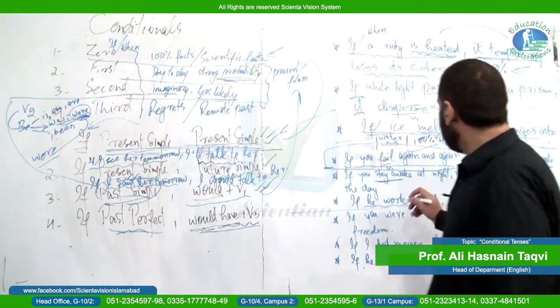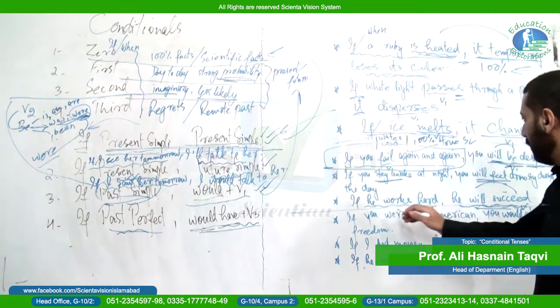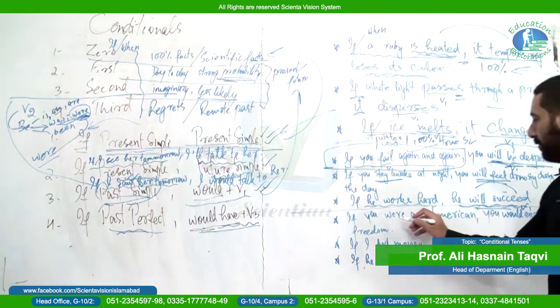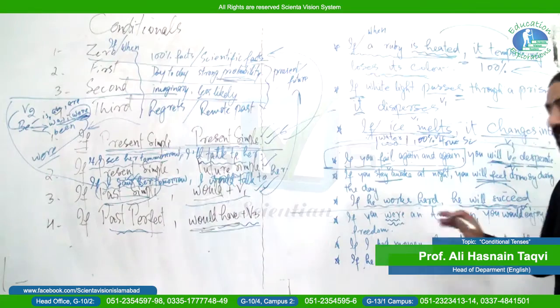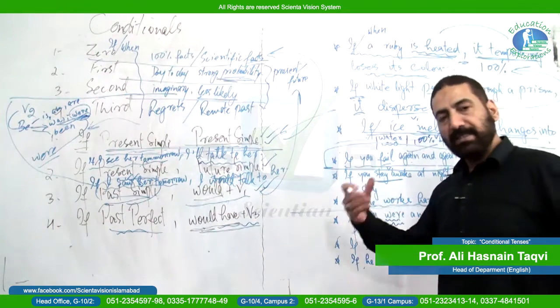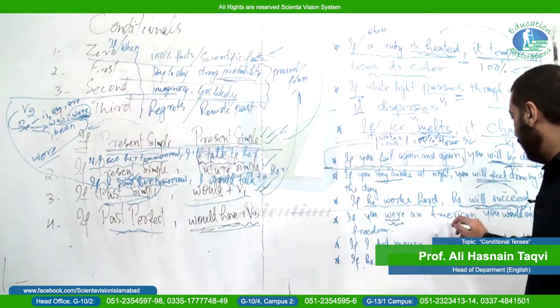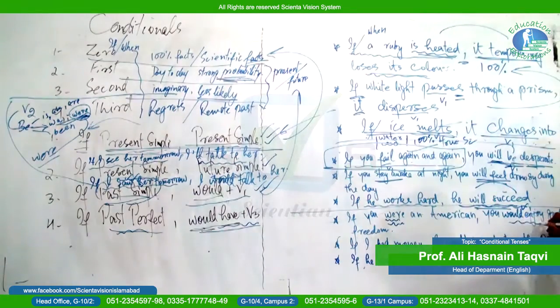We have some sentences here. Have we done them? Like, if you were an American. Now this means he is not an American. This has this concept inherent in it. If you were an American, you would enjoy. What are we doing with would?